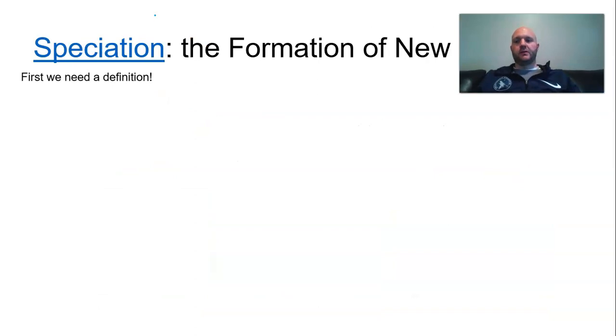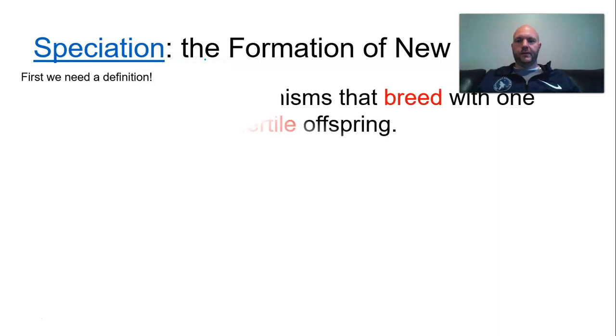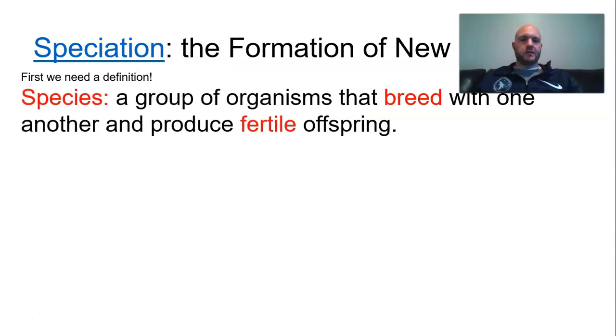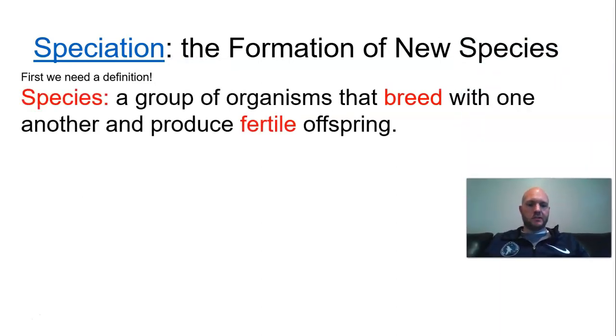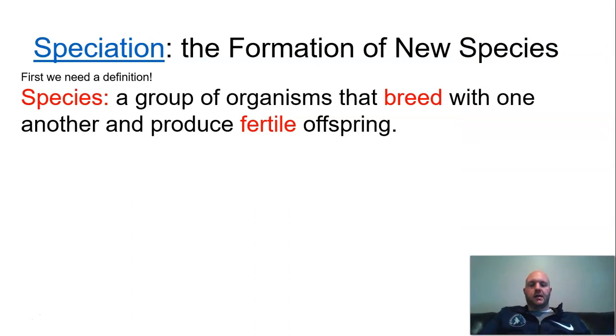Speaking of speciation, if you want to watch it, feel free to click on that thing. To become an actual species in nature and in science, you have to do not just breeding, but you have to be able to breed and make fertile offspring.